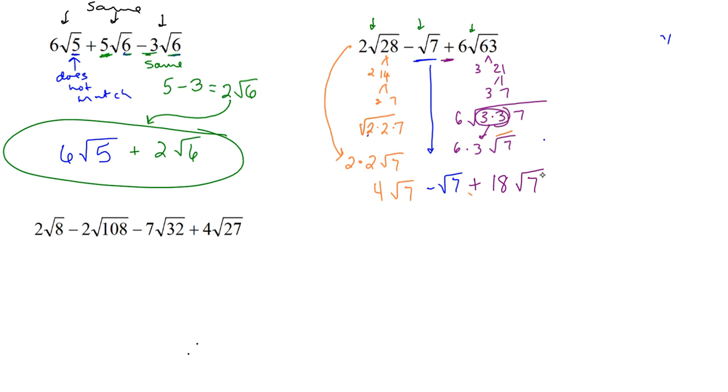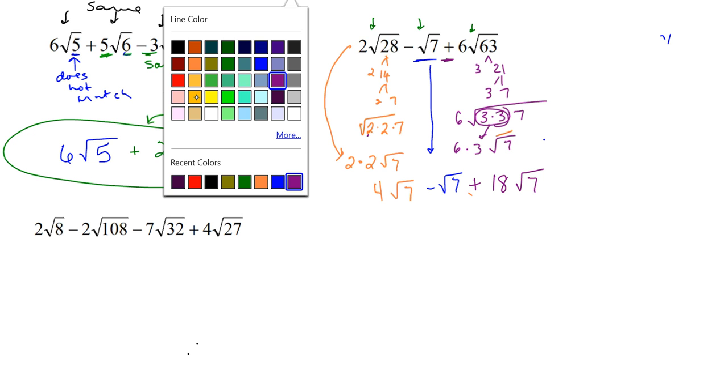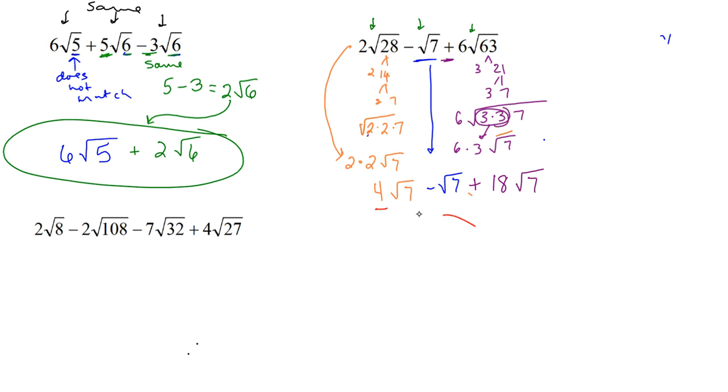Now, there's 3 of them, and they all match. So we're just going to take all 3 outside numbers and combine those together. So I've got a 4 here, minus 1, plus 18. Calculator says that is 21. And then you put the square root of 7 back on there. Done.